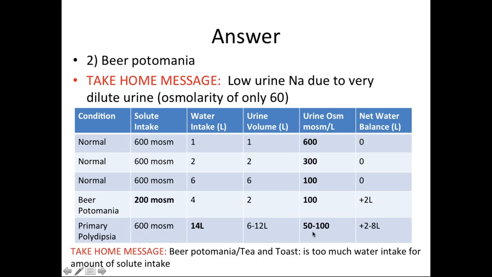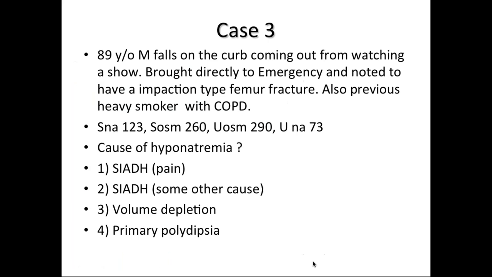So another take-home message is that beer potomania, or tea and toast, or primary polydipsia, is too much water intake for the amount of solute intake that you're doing, and the kidney cannot handle that amount of fluid. So if you cut down the fluid intake in these situations, then the hyponatremia will resolve on its own, because the kidney is already putting out a maximally dilute urine in that situation, and will then be able to go back to matching your input and output.